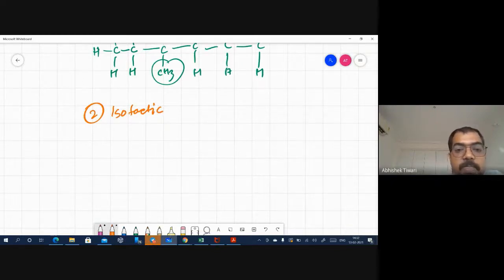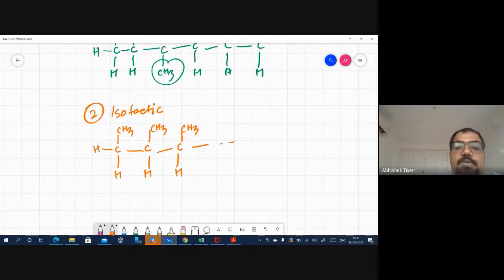Instead, you will have alternate layering of, all the one type of side molecules will be oriented on the same side. So that will be isotactic. So here CH3, then H, and then CH3 again here, and CH3 again here, and so on.